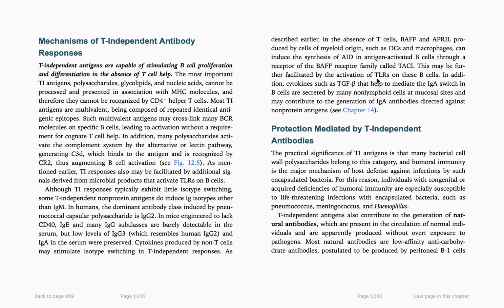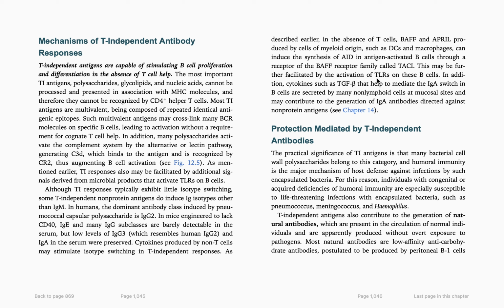For this reason, individuals with a congenital or acquired deficiency of humoral immunity are especially susceptible to life-threatening infections with encapsulated bacteria such as pneumococcus, meningococcus, and haemophilus. T-independent antibodies also contribute to the generation of natural antibodies, which are present in circulation in normal individuals and are apparently produced without overt exposure to pathogen.